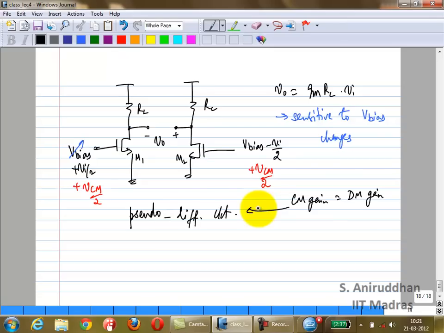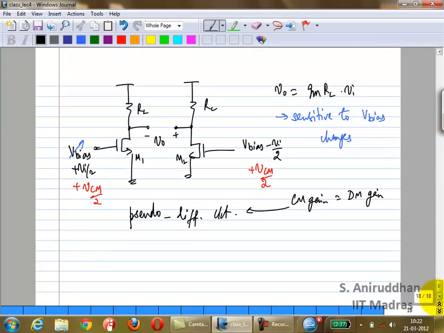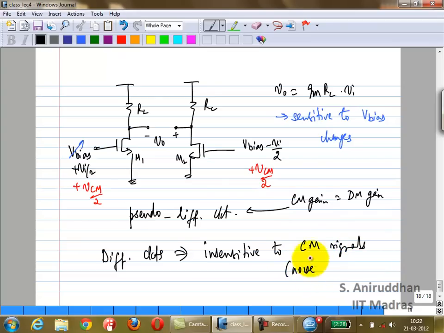Similarly, if you take a bunch of these circuits and cascade them, what happens eventually? This will have some certain CMRR, the next circuit will have more CMRR, and eventually the common mode signal will completely die out. Only the differential mode signal is propagated if you have a cascade of circuits like this. So in other words, you want to make it insensitive to common mode signals, right? So all kinds of stuff.